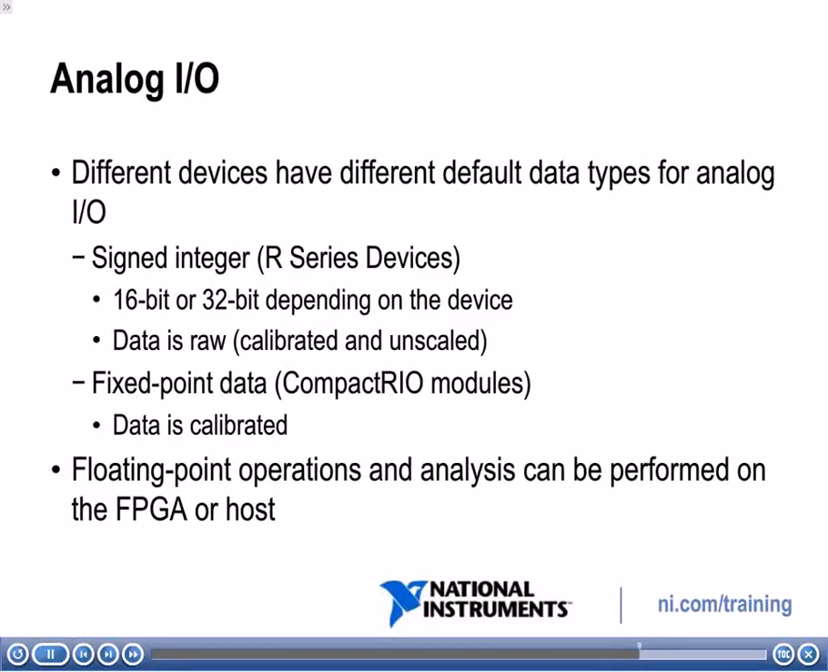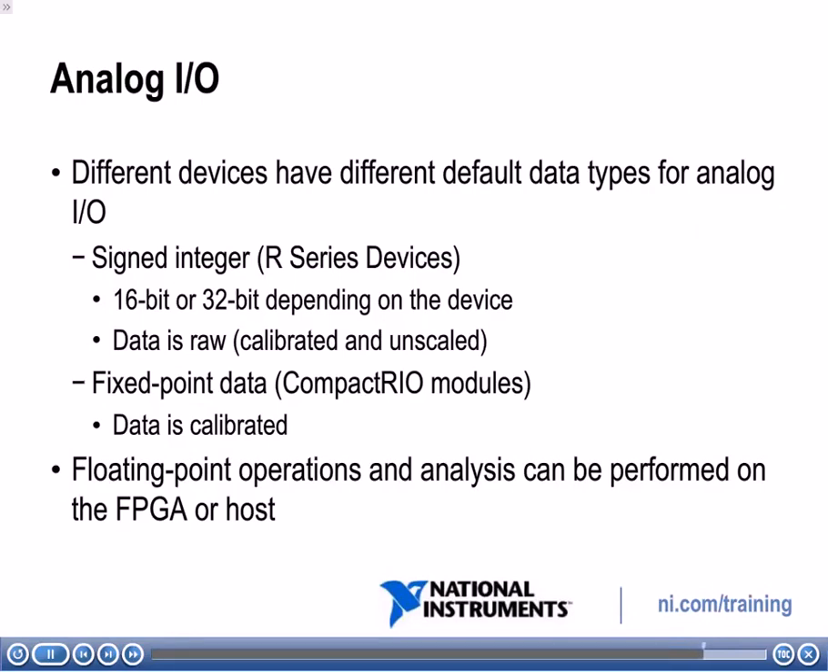Let's talk about analog I/O. Different devices are going to have different default data types for analog I/O. So for example, if you're using an R Series device, the default data type is going to be a signed integer. So you're going to have a 16-bit or 32-bit signed integer depending on which device you're using. For R Series, that data is going to be raw. It's going to be calibrated, but it's going to be unscaled. So that 16-bit or 32-bit number, if you want to convert that into engineering units, you're going to have to go from that number into a voltage, so you'll have to do some scaling. And we'll talk about that more later.